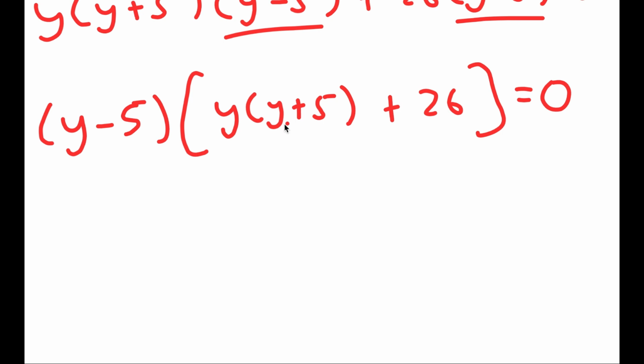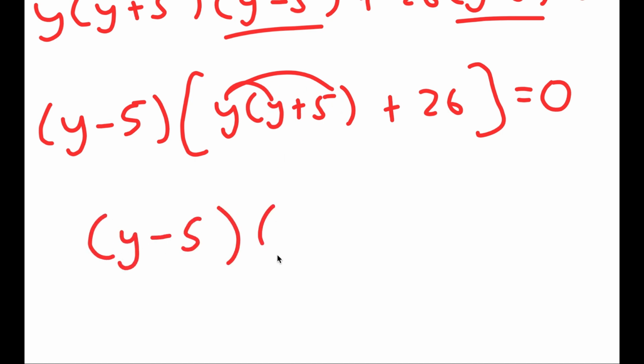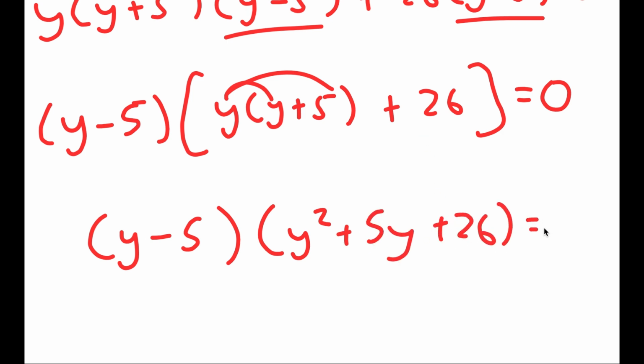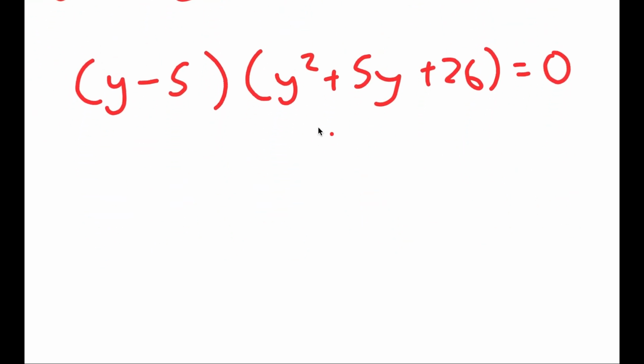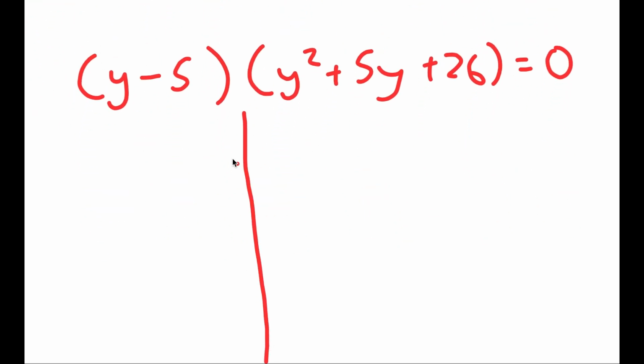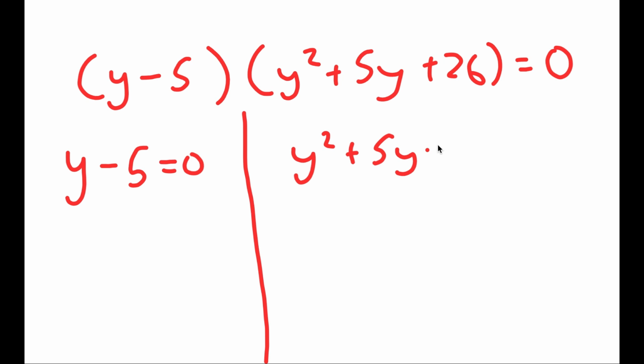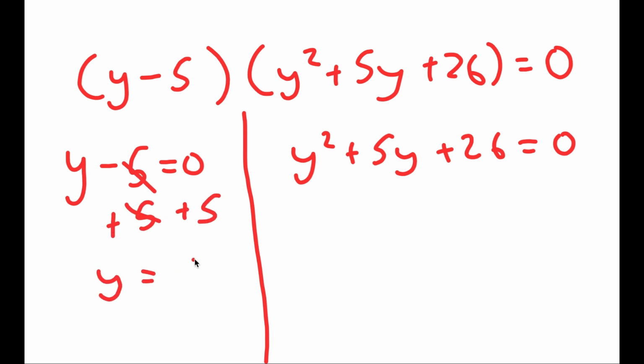And now from here, I'm going to simplify this a little bit. So I'm going to first start by distributing y. So I get y minus 5 times y squared plus 5y plus 26 is equal to 0. And now this gives me two equations. I have y minus 5 is equal to 0, and y squared plus 5y plus 26 is equal to 0. So for y minus 5 equals 0, I'm going to add 5 on both sides. So I get y is equal to 5.